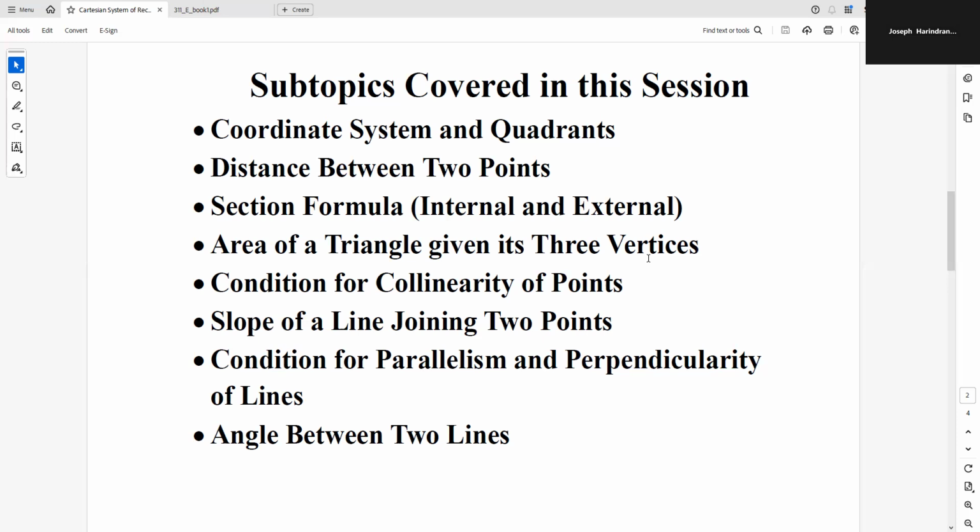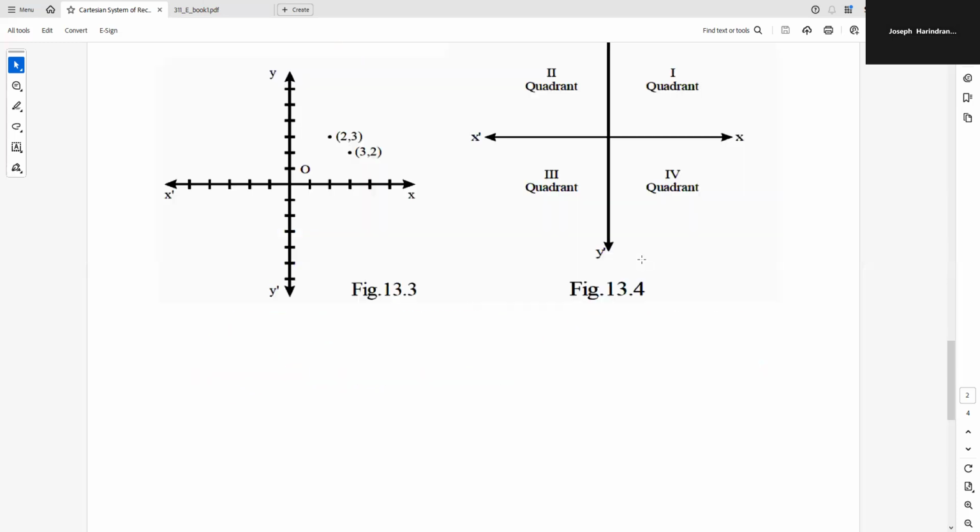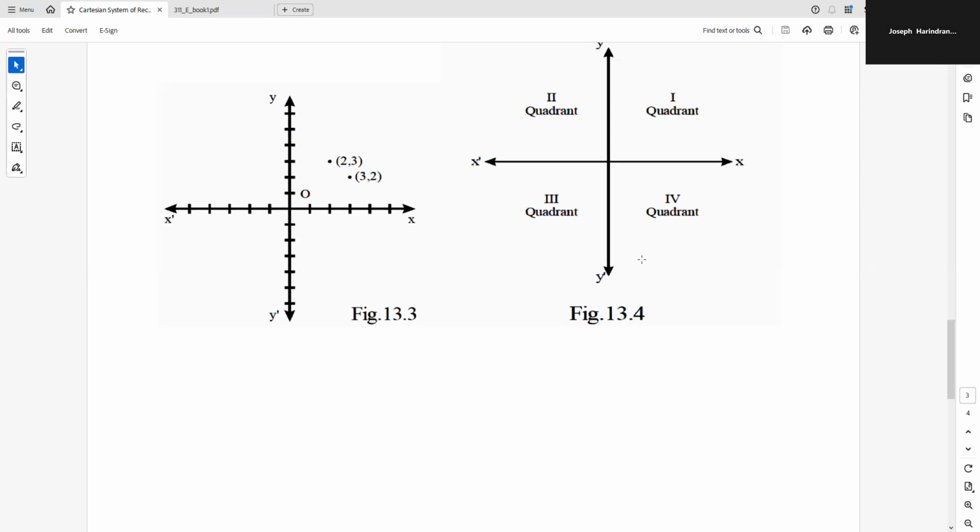Now let us go to the Cartesian system as such. The Cartesian system of coordinates, we will divide this into 4 sections. That is the x-axis and y-axis, the 2 axes. They are called coordinate axes. The x-axis is horizontal and the y-axis is vertical. The point of intersection of the 2 coordinate axes is called the origin. And it has the coordinates 0, 0.